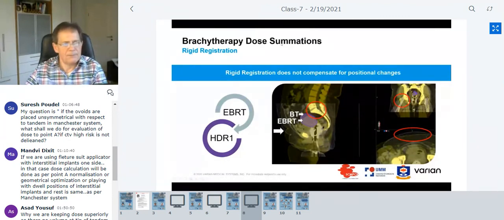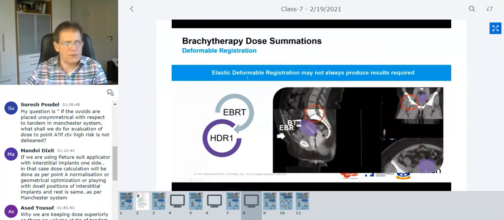Dose summation. Always a question: can we add brachy dose to external beam dose? Yes, you can, of course. All vendors offer this possibility. But if you do rigid registration, you see that the external beam structure, here you see the uterus and the brachy uterus, they don't match because with the applicator you probably have moved the uterus. If you do rigid registration, this doesn't work. If you do elastic deformation, it could work, but it might also not be perfect.